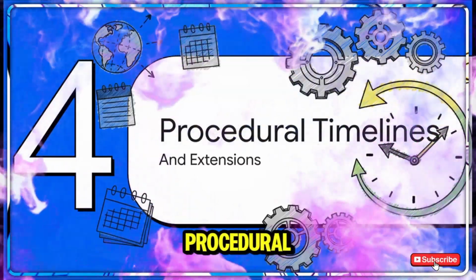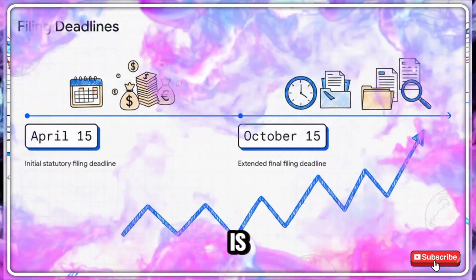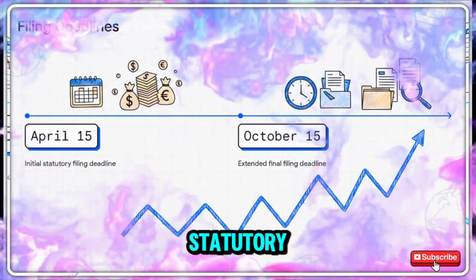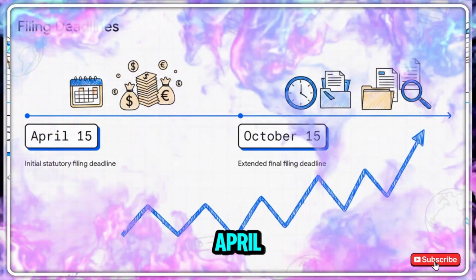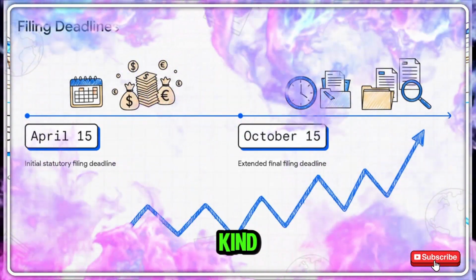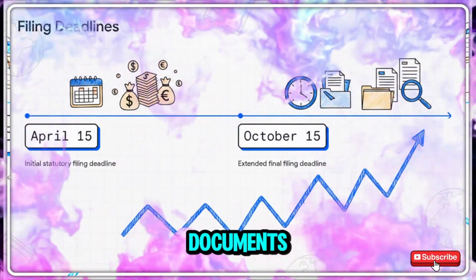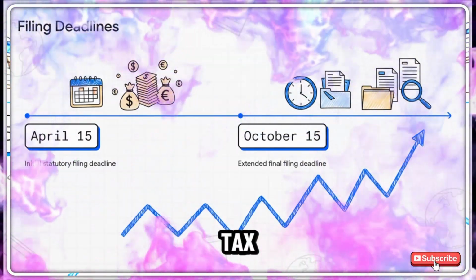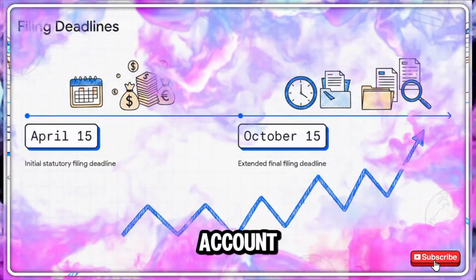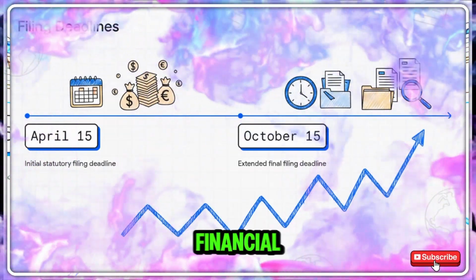Section 4, Procedural Timelines and Extensions. So the chronology of these deadlines is purposefully synchronized with standard annual tax cycles. The initial statutory filing deadline lands right in mid-April, with a final extended deadline in mid-October. However, this synchronization is kind of a double-edged sword. While it helps align your administrative tasks and lets you prep your documents at the same time, missing the standard tax deadline often creates a pretty severe cascading failure, where the foreign account reporting deadline is missed simultaneously, and that triggers entirely separate massive financial penalties.